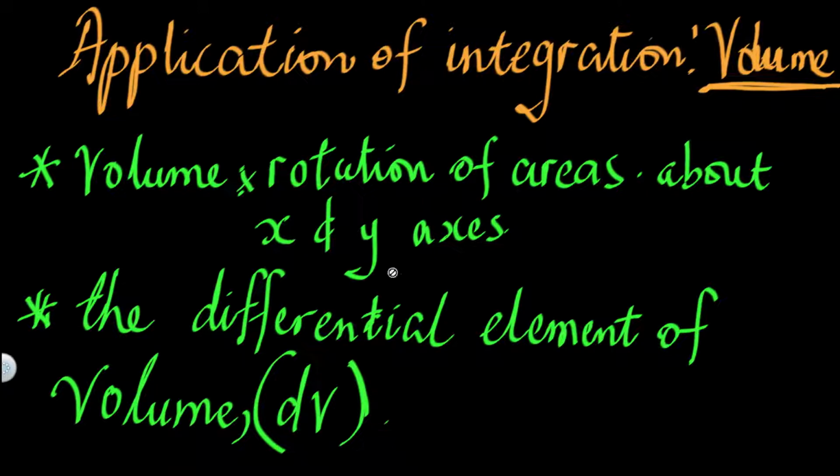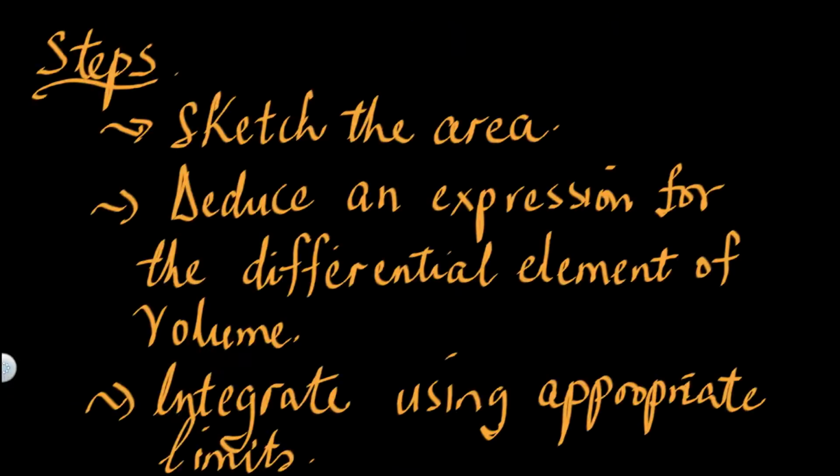So I'm going to start with an example, which is a very simple example because the function involved is a straight line. But before I go there, I just want to highlight the steps that you have to take when you're deducing the volume of the shape that is formed when an area is rotated about the x-axis or about the y-axis.